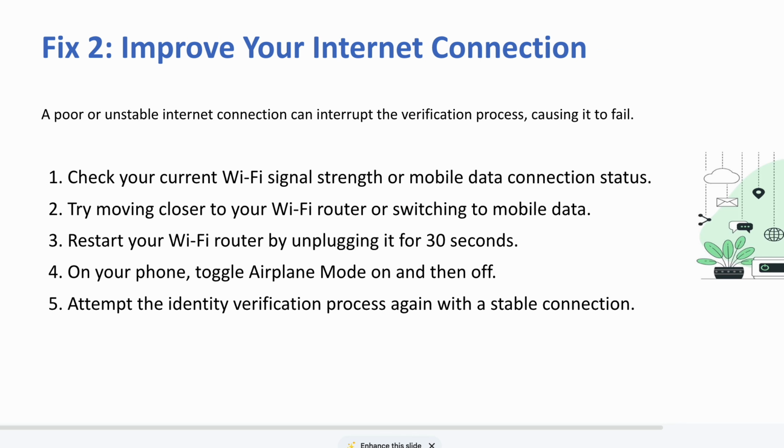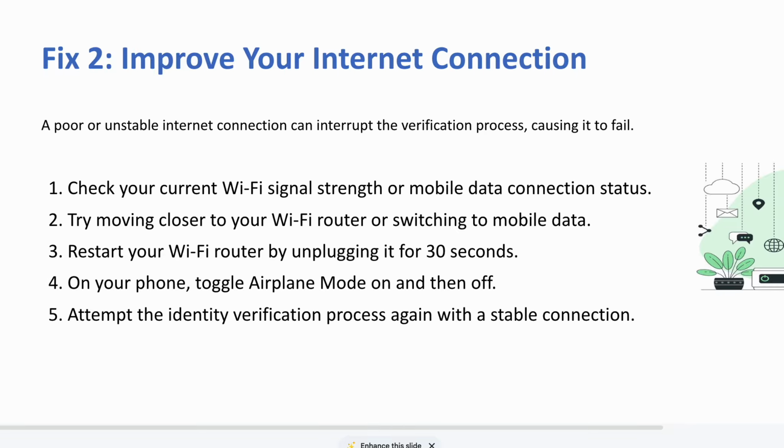Then, improve your internet connection. A poor or unstable internet connection can interrupt the verification process, causing it to fail. Check your current Wi-Fi signal strength or mobile data connection status. Try moving closer to your Wi-Fi router or switching to your mobile data, and restart your router by unplugging it for 30 seconds. On your phone, toggle airplane mode on and off and attempt the verification process again with a stable internet connection.